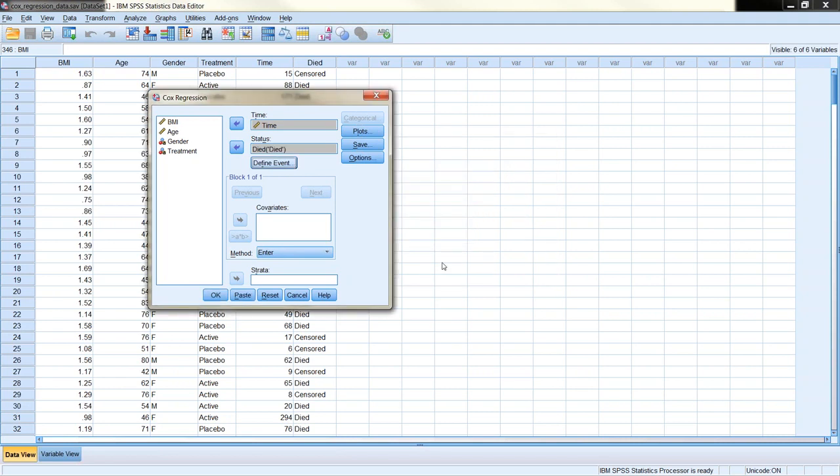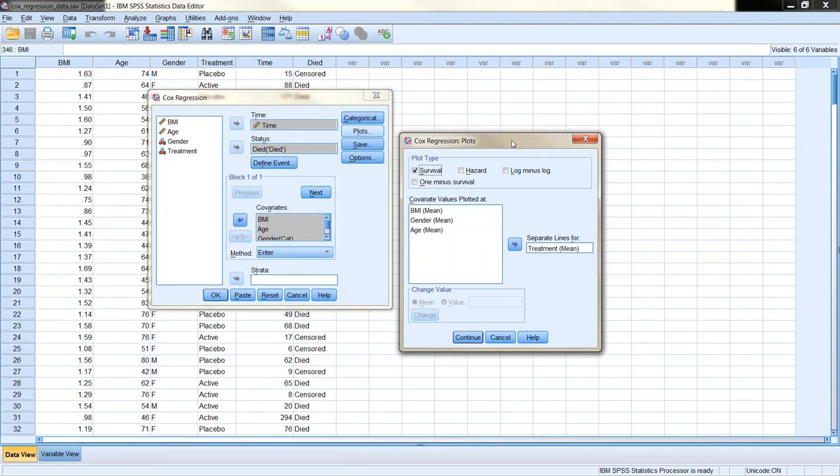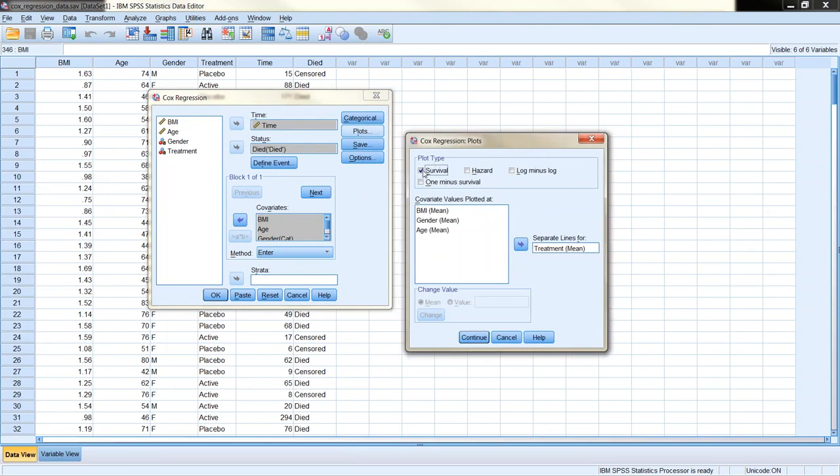And let's see, I'm going to move these, BMI, age, gender, and treatment, into the covariates box because these are our predictors. Then I'm going to click on plots. And now I get this screen. I'm going to click survival, and then it's going to give me all these covariates over here.